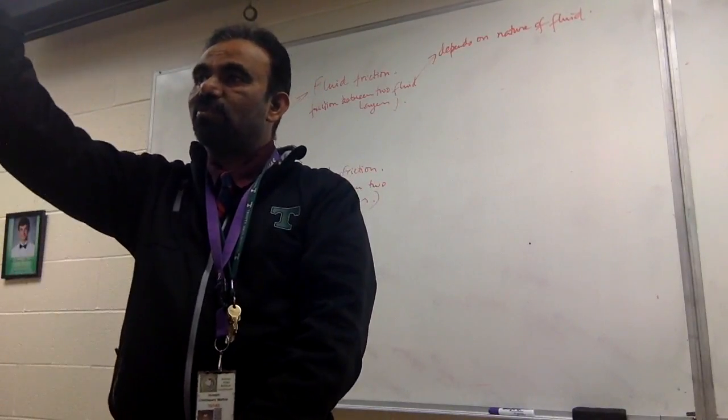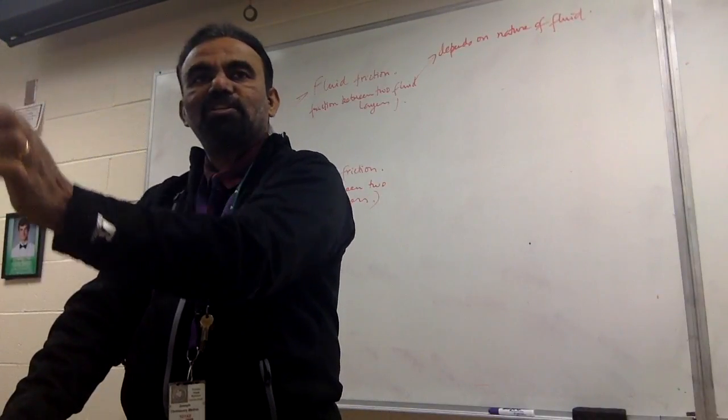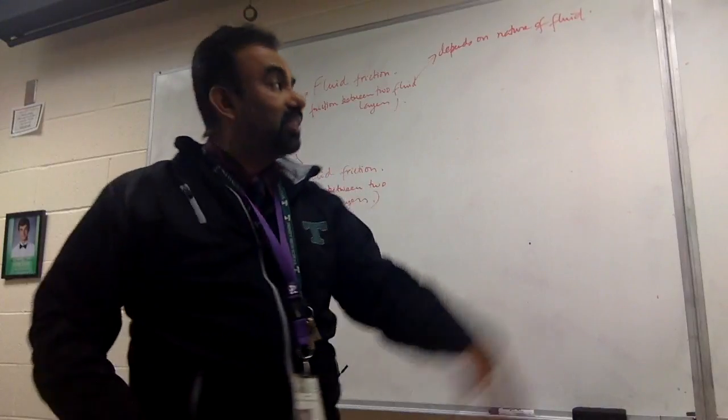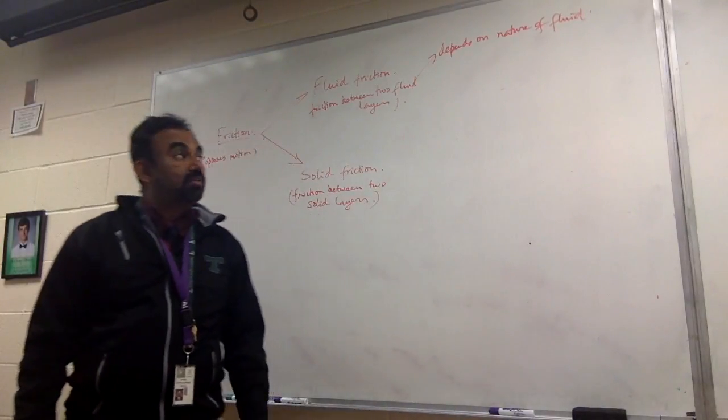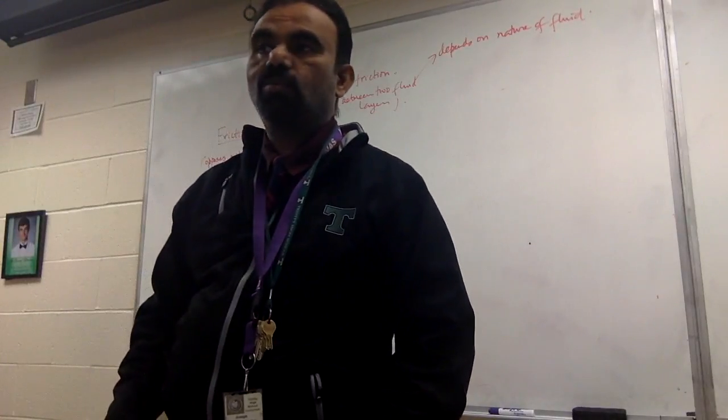Now, if the same steel ball is dropped into honey, you can imagine that it'll be pretty slow because the drag on it is much more. So, nature of surfaces, nature of the fluid. Nature of the fluid is one of them. Then, what are the factors?